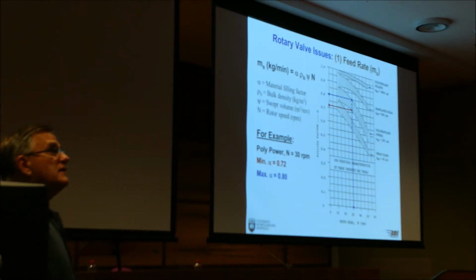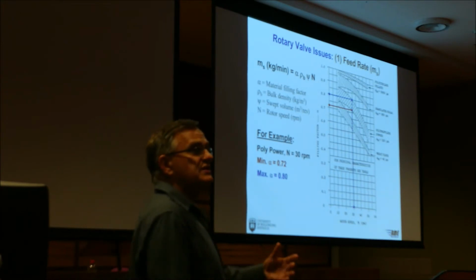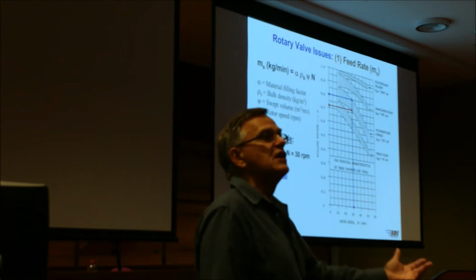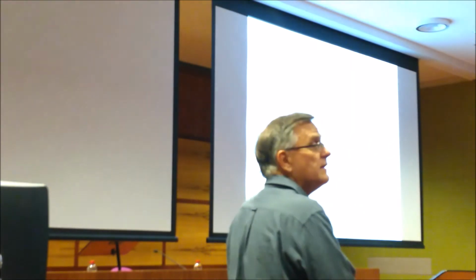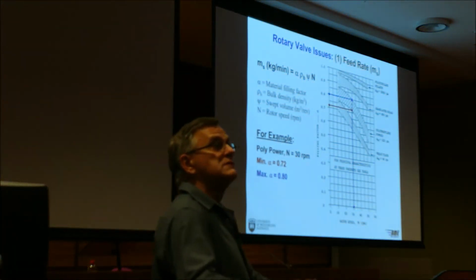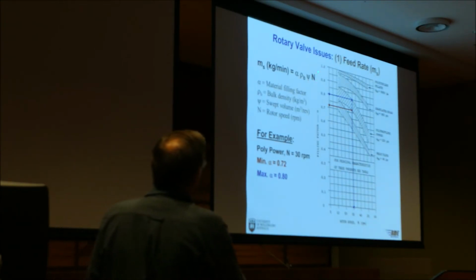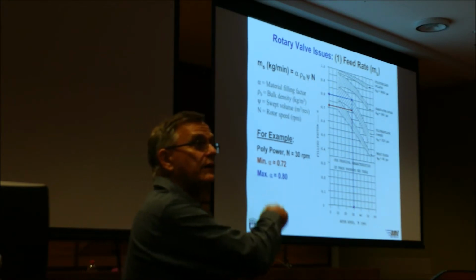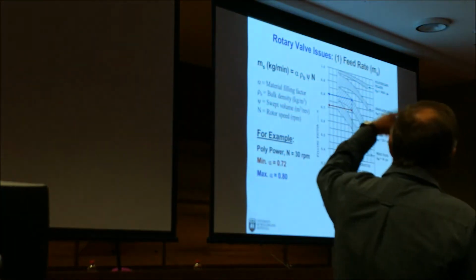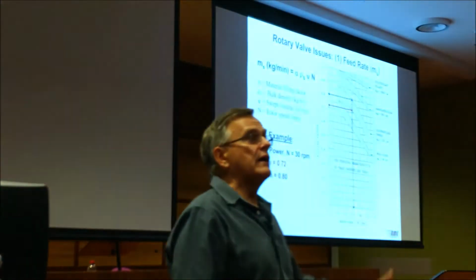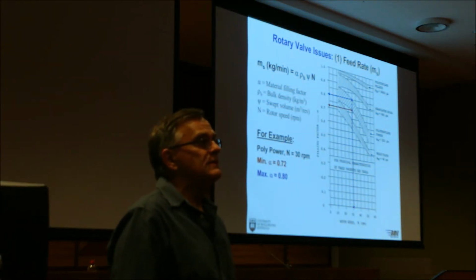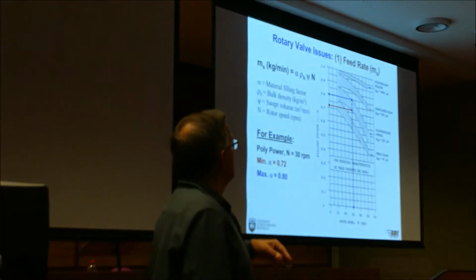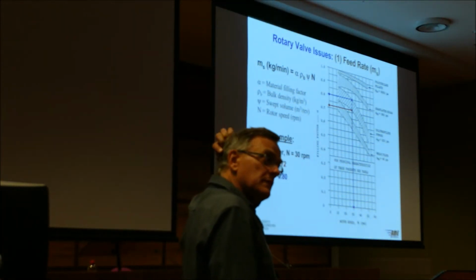If you're designing or selecting a valve and you want a certain tonnage, let's say 10 tonnes per hour, you convert 10 tonnes per hour to kilograms per minute. Then you might estimate an RPM. Say you want to select a valve running at 20 RPM. You put 20 in there, you know your bulk density, you can work out your alphas depending on your product, and then you can play around with the sweep volume to give you that 10 tonnes per hour. So there's a bit more iteration involved with design, but for a given valve, it's a direct calculation.